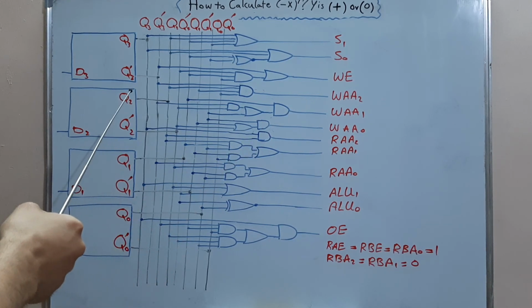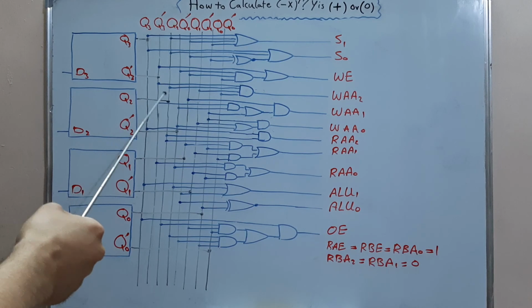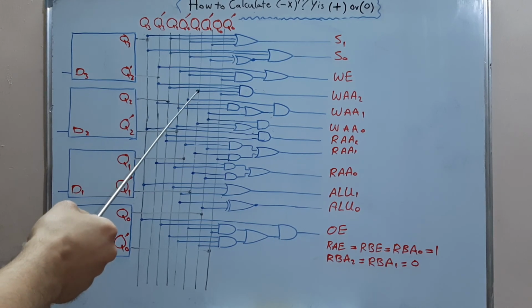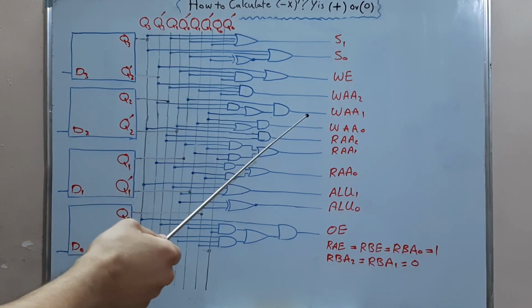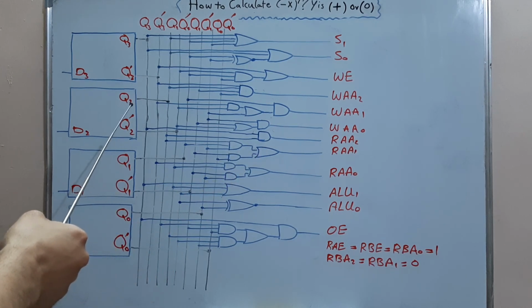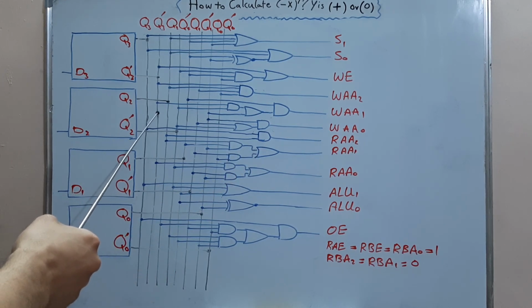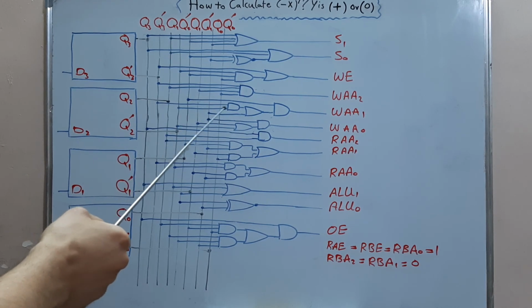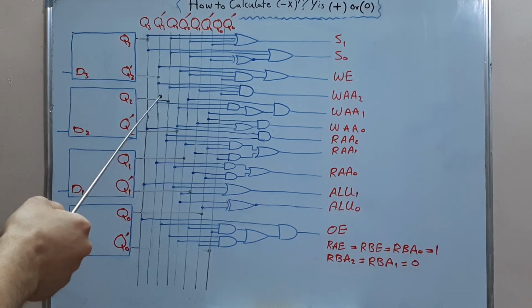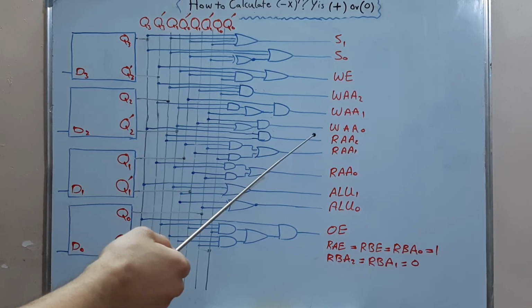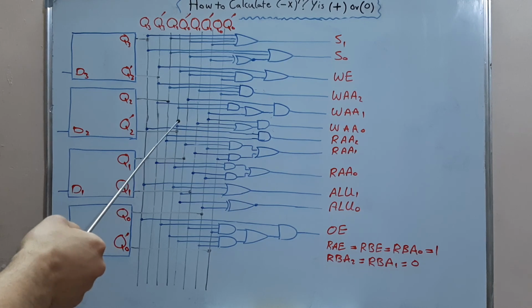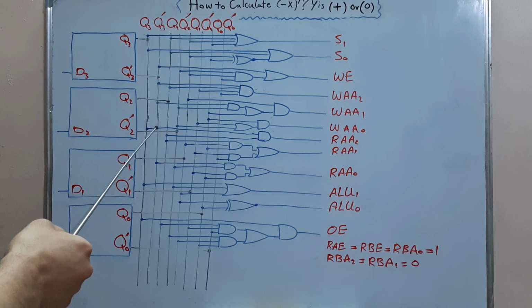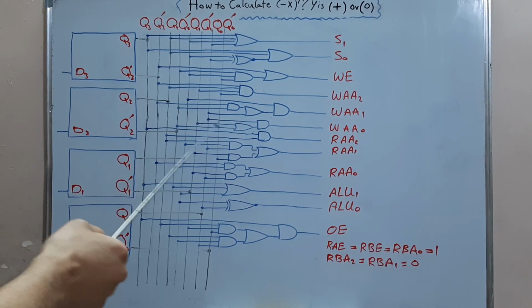WAA2 is equal to Q3 bar, Q2, Q1 bar and Q0 bar. WAA1 is equal to Q3 bar and together with Q2 bar and the whole is ORed with Q0 and the whole is AND with Q1. WA0 is equal to Q1 bar ORed together with Q2 bar and the whole is AND together with the Q0.